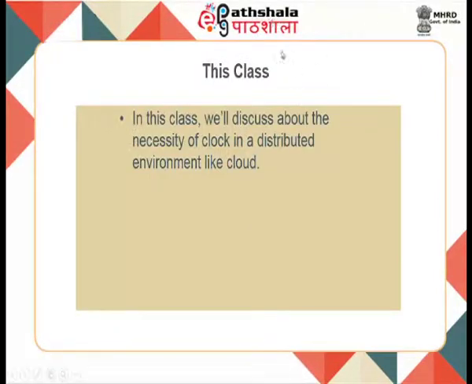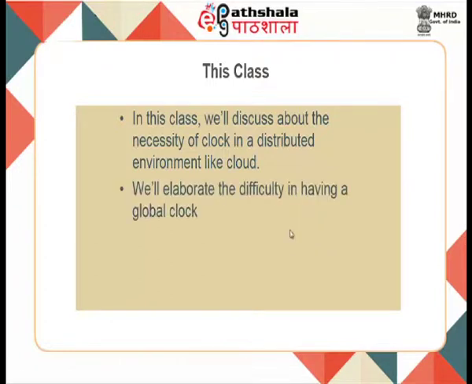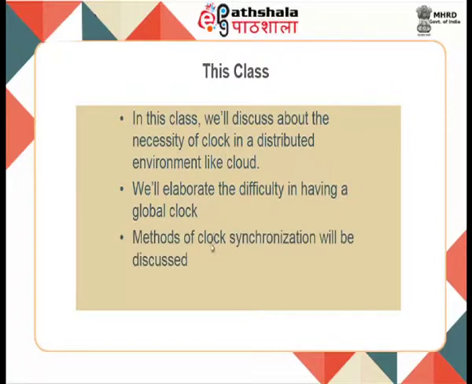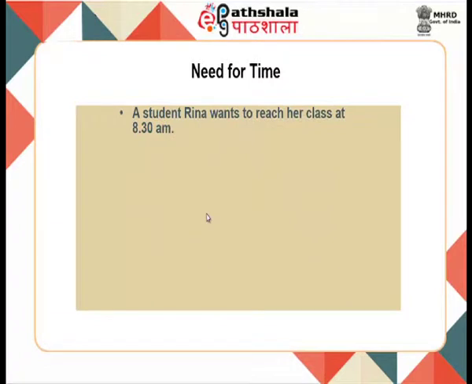In this class we will discuss the necessity of the clock, and we will see how difficult it is to not have a global clock, or the absence of a global clock, and we will look at methods of clock synchronization. However, first let us take a look at an example.